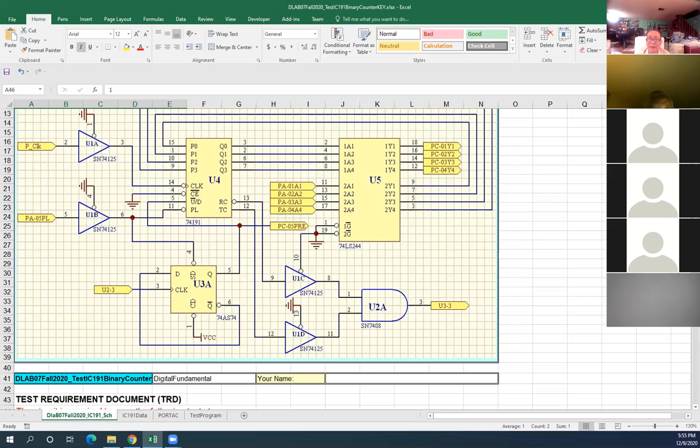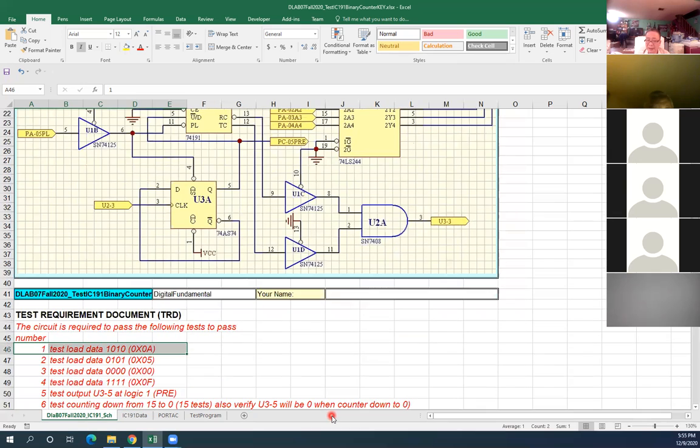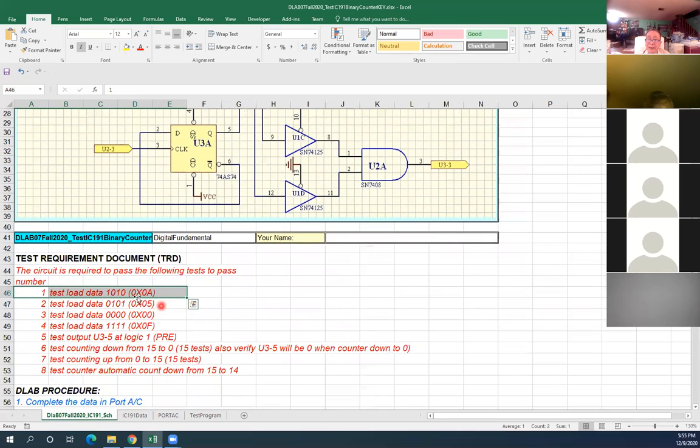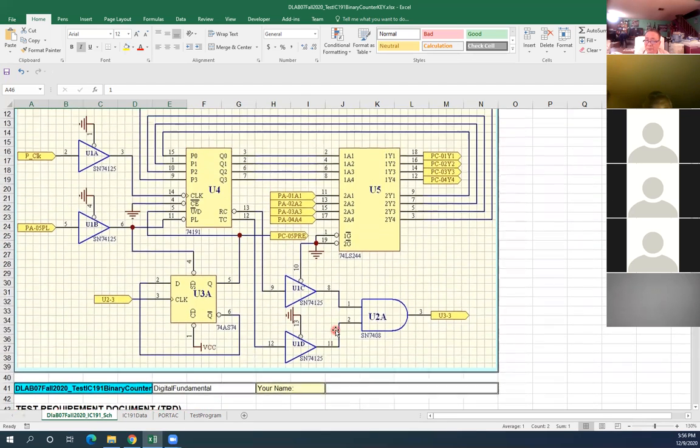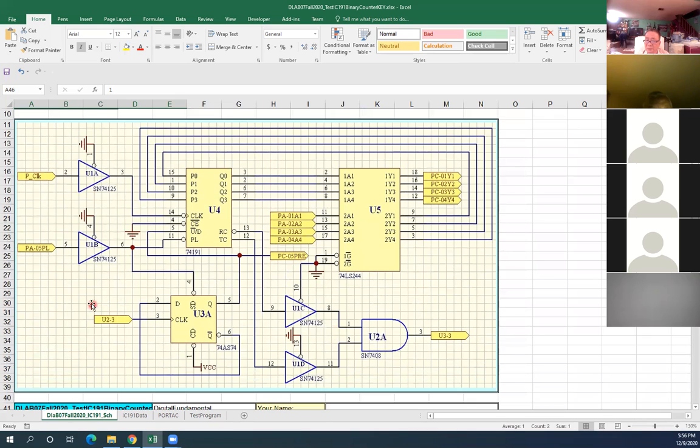You can look into the handout here. You see that? Number 2 loading 5. Number 1 loading A. Number 3 you test loading 0. Well, I would check U1 because we've already proven that U4 and U5 can see zeros where it needs to.